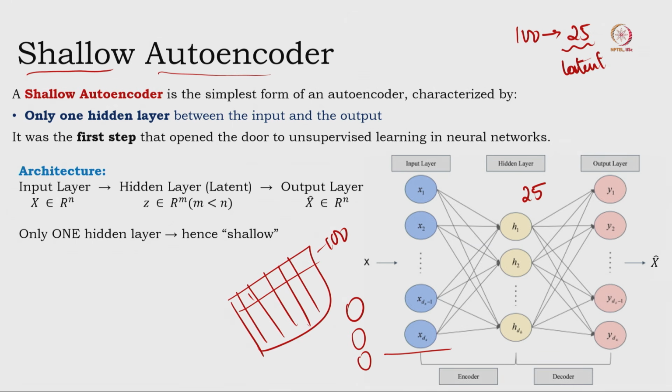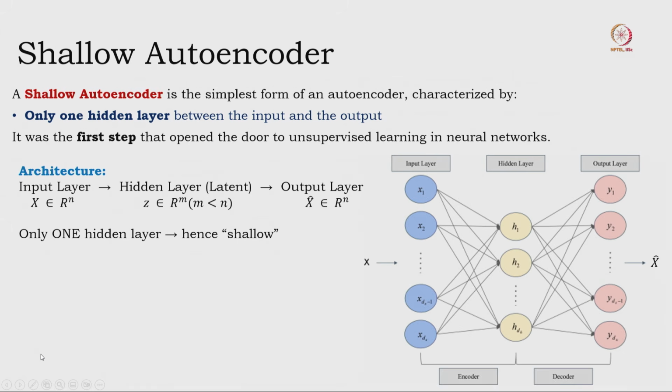Now this latent is passed to an output layer. How many neurons will you place at the output? Since the input is 100, you are going to have 100 neurons at the output layer, so that you get 100 output values. In short, I will be calling the autoencoder AE henceforth. The shallow AE is the simplest form of autoencoder, characterized by having only one hidden layer between the input and output.